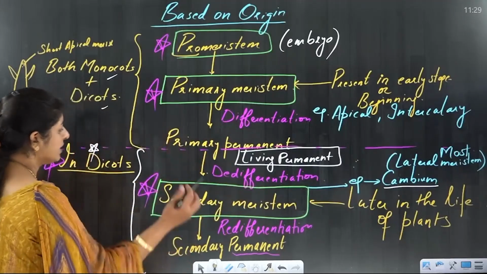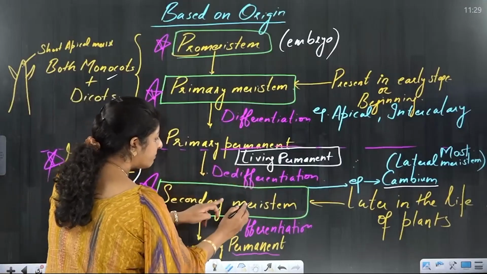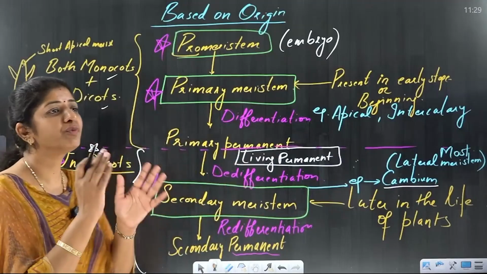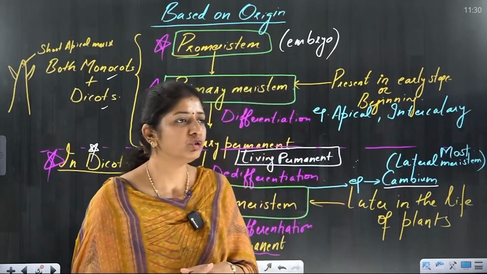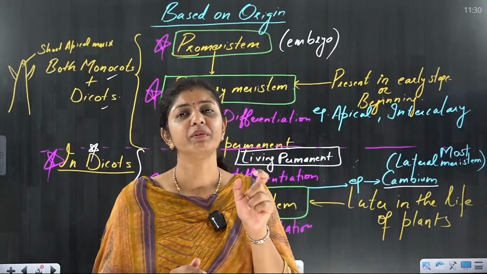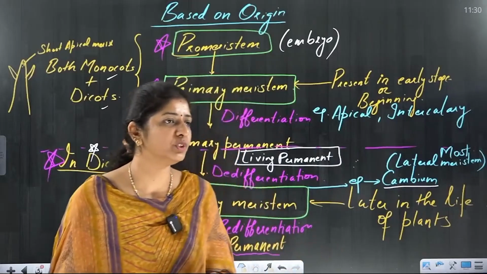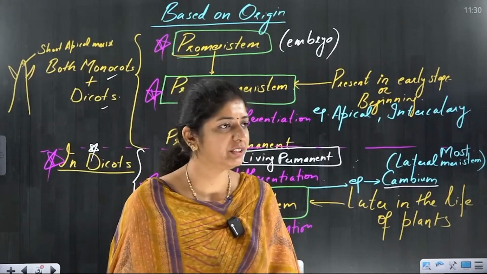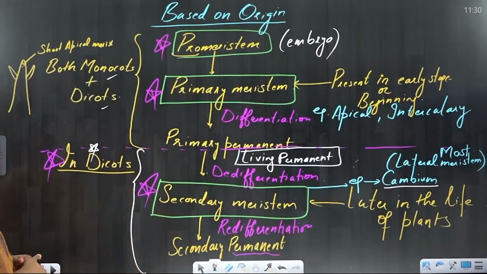Just keep in your mind, when meristem is coming, it should be without speciality. When permanency is coming, it should be with speciality. De means without, re means again coming. Are you getting that? So just go with the things, how to split that. This is going to be very important and helpful to you in the rest of the things which we are going to discuss, right? So this is redifferentiation, not dedifferentiation. Fine. Okay, so this is about the one based on origin.